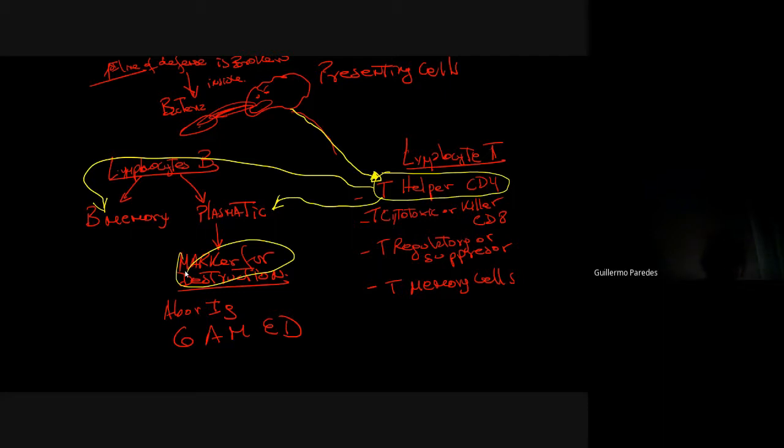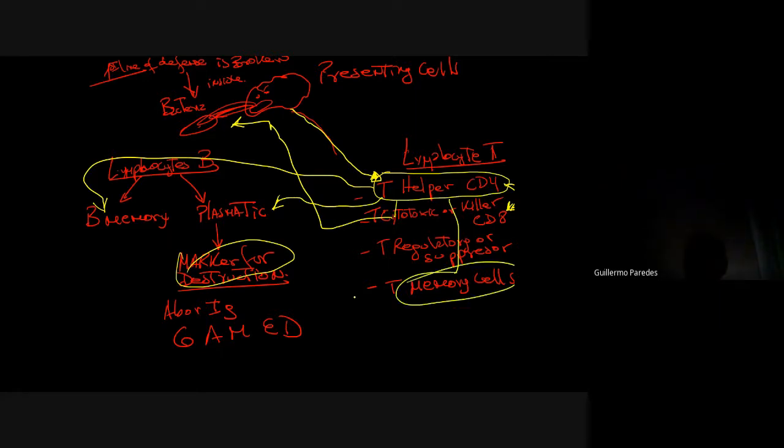And then when everything is already marked for destruction, the T helper is going to send an order to the T killer cells. The T killer cells are then going to go and kill the bacteria. So the T helper sends orders to the T killer or T cytotoxic cells. Then the T helper is going to send orders to the T memory cells. These T memory cells are going to remember the event for many, many years. And that is what the T helper does.